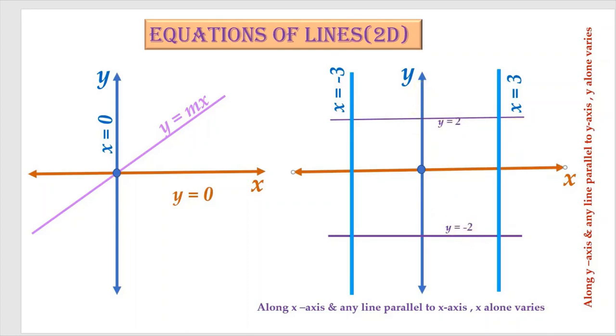And along the y-axis and any line parallel to the y-axis, y alone varies. So you will represent any point as (0, 1), (0, 2), (0, 3), and this way (0, -1), (0, -2), and so on. So you have only y varying along the y-axis and any line parallel to that. On this line also y alone varies. So remember this statement: along the x-axis and any line parallel to the x-axis, x alone varies, and along the y-axis and any line parallel to the y-axis, y alone varies.